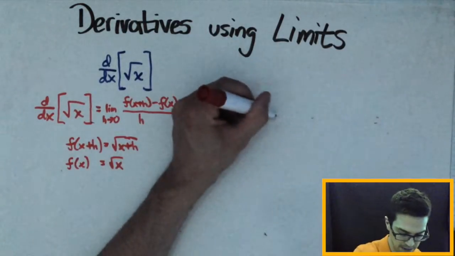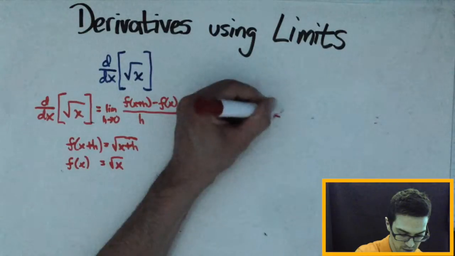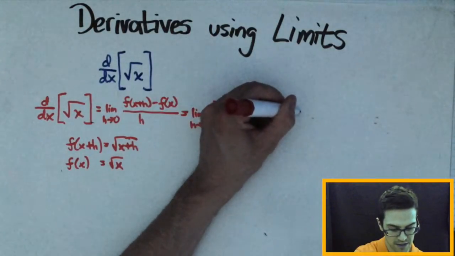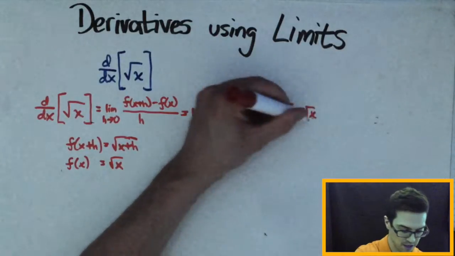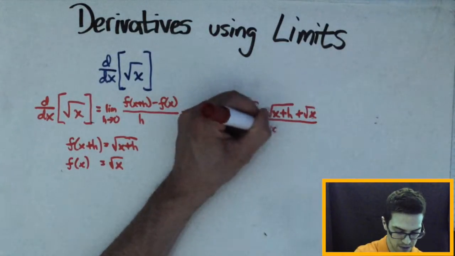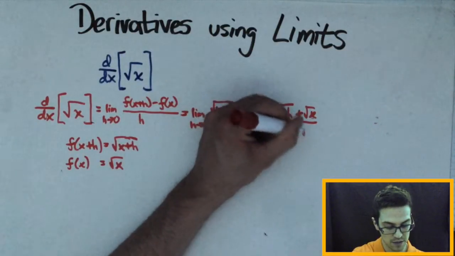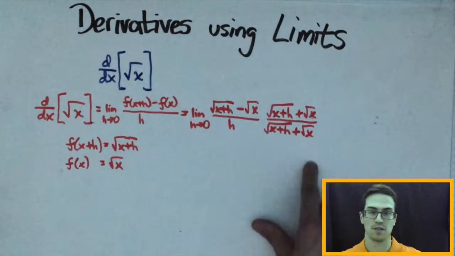So we're going to multiply by the conjugate here, which is just going to be the square root of x plus h. Instead of minus the square root of x, it's going to be plus the square root of x. And we have to do the same thing for the bottom, for the denominator, so square root of x plus h plus the square root of x, just like that.